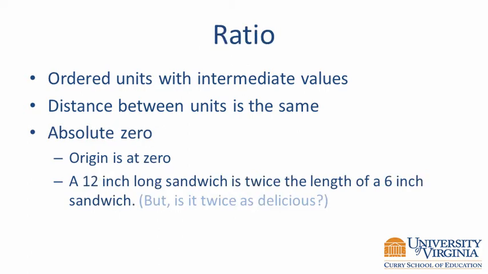Ratio scales are common in the physical sciences, but hardly ever used in the social sciences. Ratio scales have all the properties of an interval scale with the additional property of having an absolute zero. An example is length. Measurement of length begins at 0.